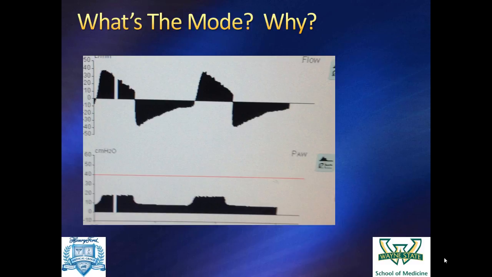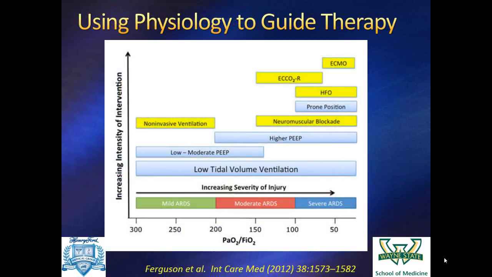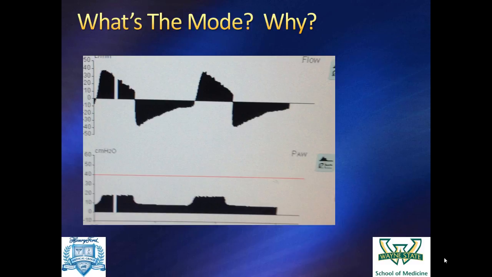Jesse, what mode? So, sorry, just so this is flow. Oops, sorry. I keep doing that. This is flow. This is pressure. Okay, why is it pressure control? Okay, so it's probably not volume ventilation. Why is it not pressure support? What? The patient's not initiating the breath? Okay.